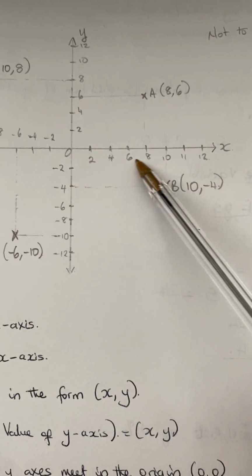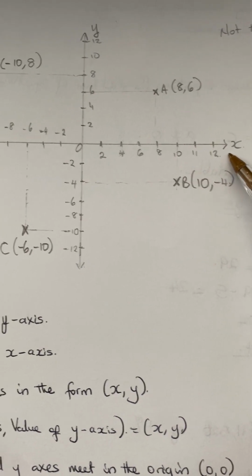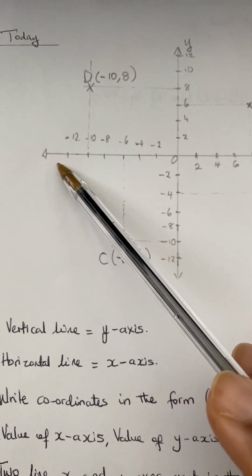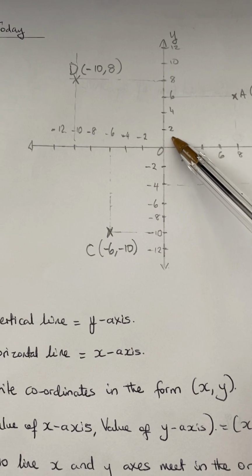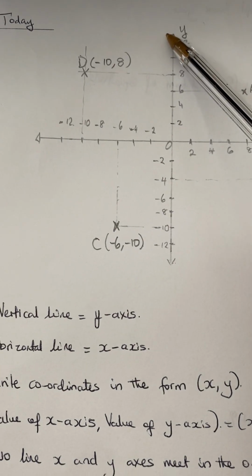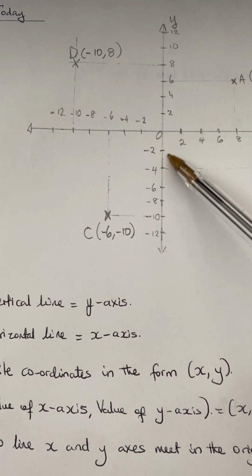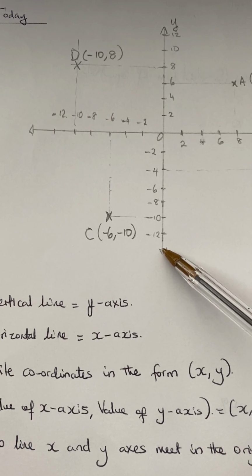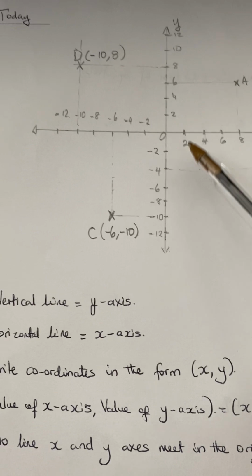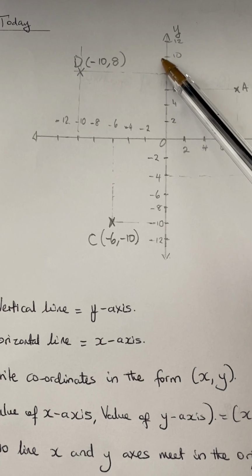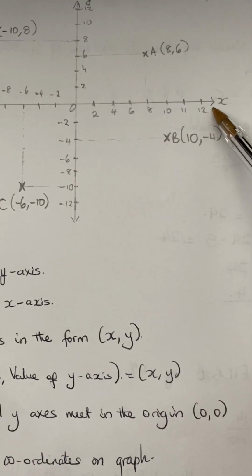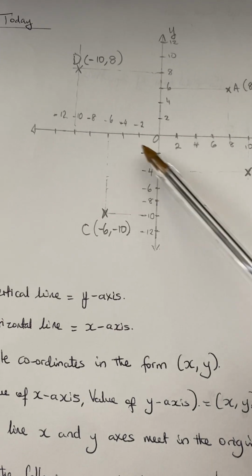This is the positive part of the x-axis, and that is the negative part of the x-axis. That is the positive part of the y-axis, and that is the negative part of the y-axis. So both axes have positive parts and negative parts.